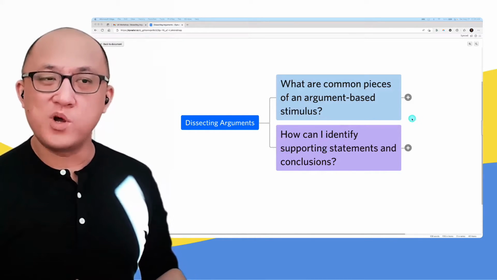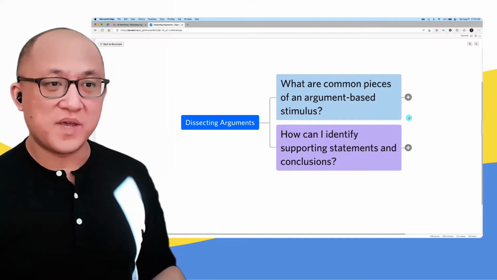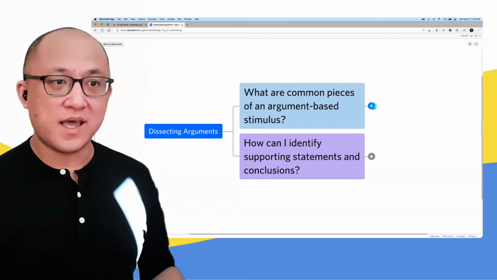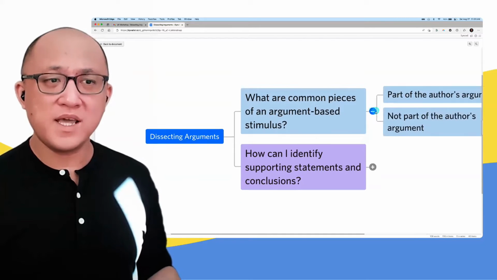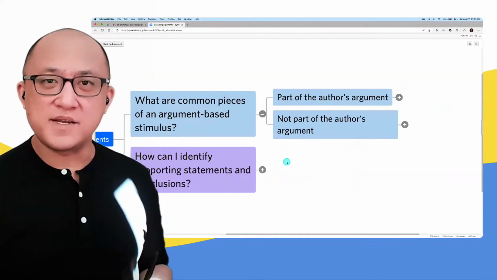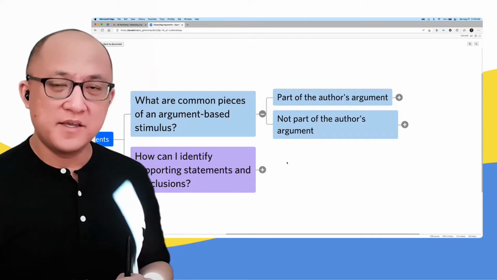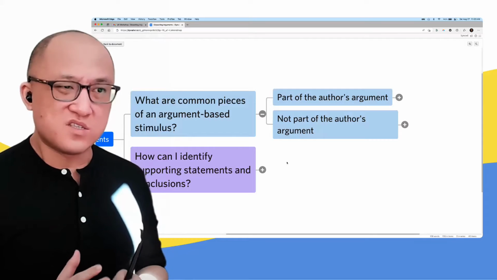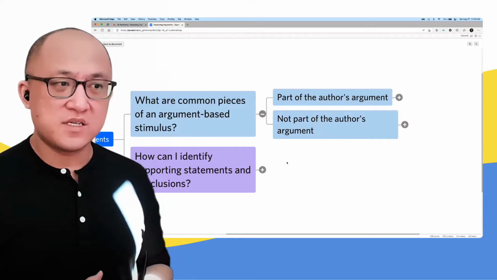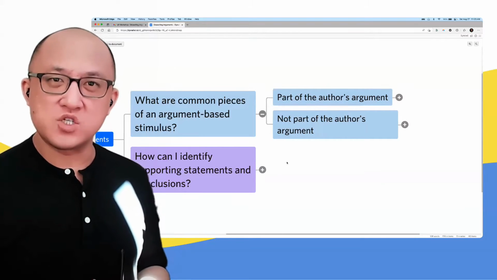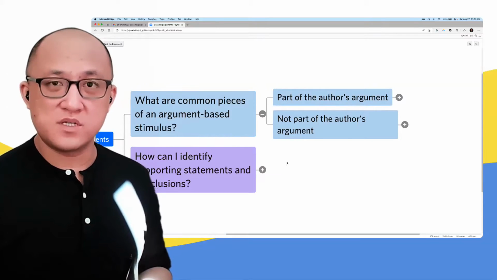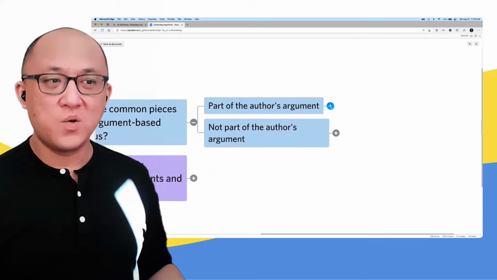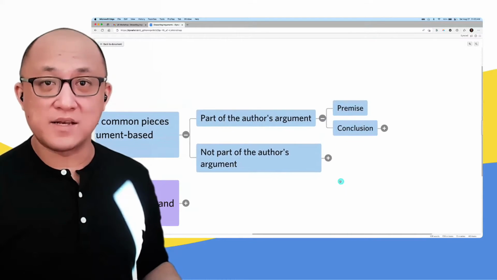So what are the common pieces of an argument-based stimulus? Well, I think of it as falling into two different categories. One category is stuff that is part of the author's argument, meaning it's within the logic of the author's argument. This is the core of their argument. And then the rest of it is actually not part of the author's argument. So what do we mean by part of the author's argument? Well, as you probably know, that means premise and conclusion.